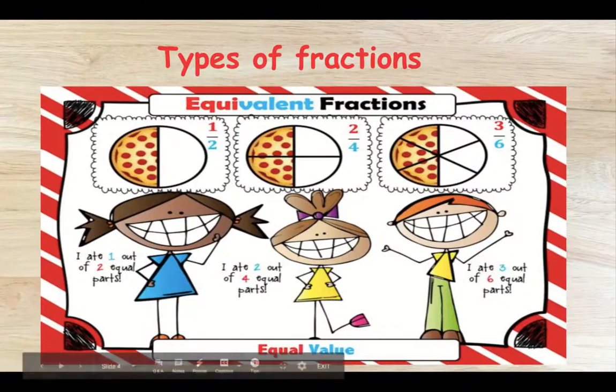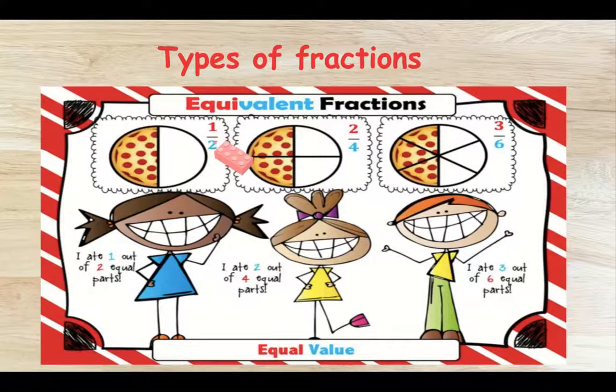Our final kind of fraction is equivalent fractions. These fractions look different in terms of numbers, but in terms of visualization, they're all the same. So 1/2 is equal to 2/4 is equal to 3/6, because if you reduce these fractions, they all reduce to 1/2. And hence, despite being shown differently in each pizza, they are all equal in value.